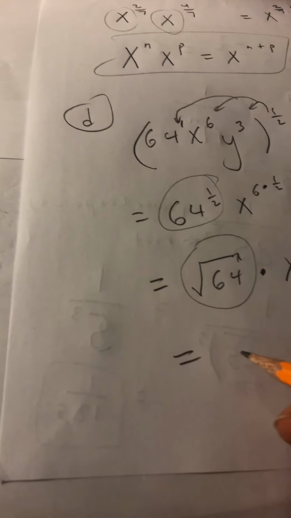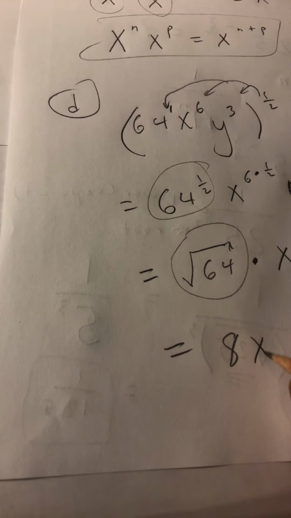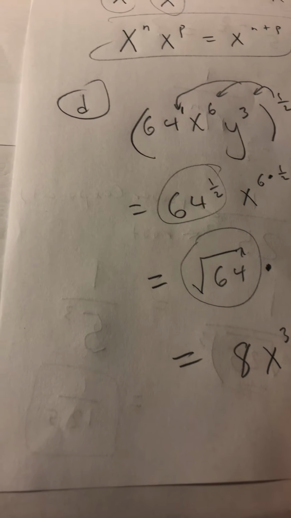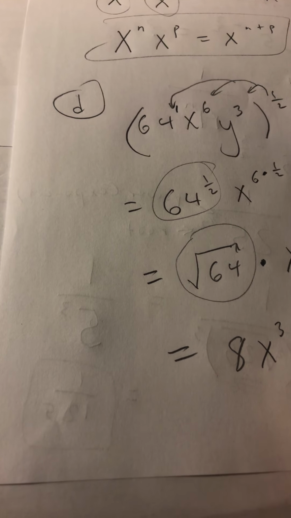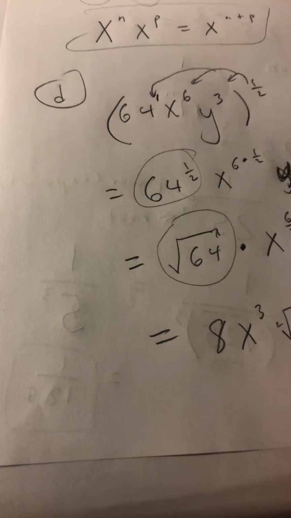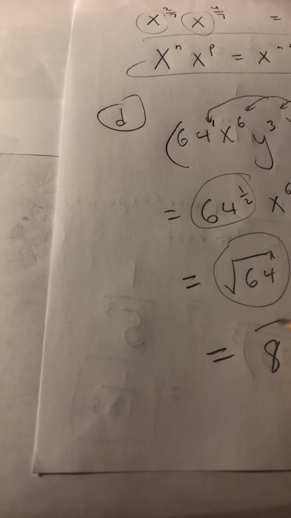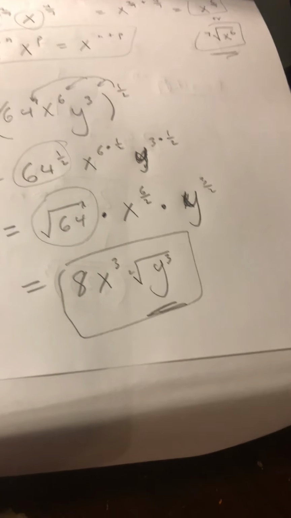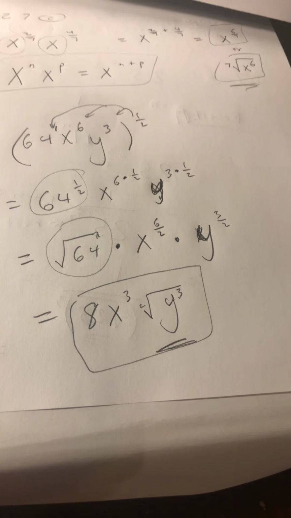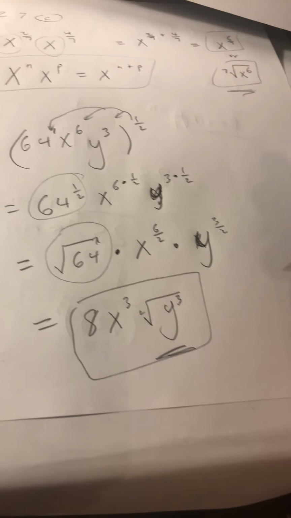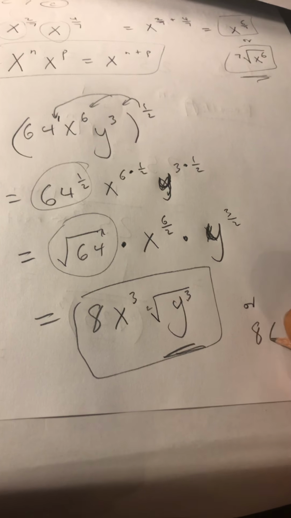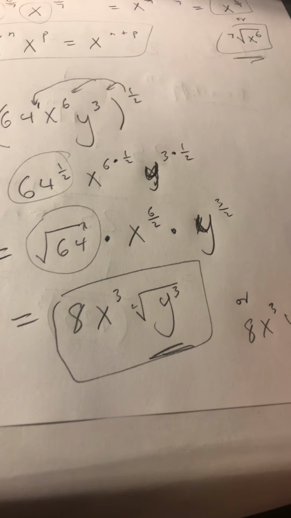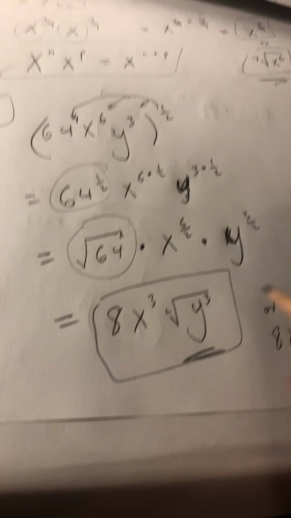And finally, the square root of 64 is 8. This is just going to be x cubed. And now this, you can write it as the square root of y cubed. So you can write it like that. We prefer radicals in our answers when possible, right? So that's what we have. Incidentally, you could have written this as 8x cubed y to the 3 over 2 if you want, but this might be preferred.